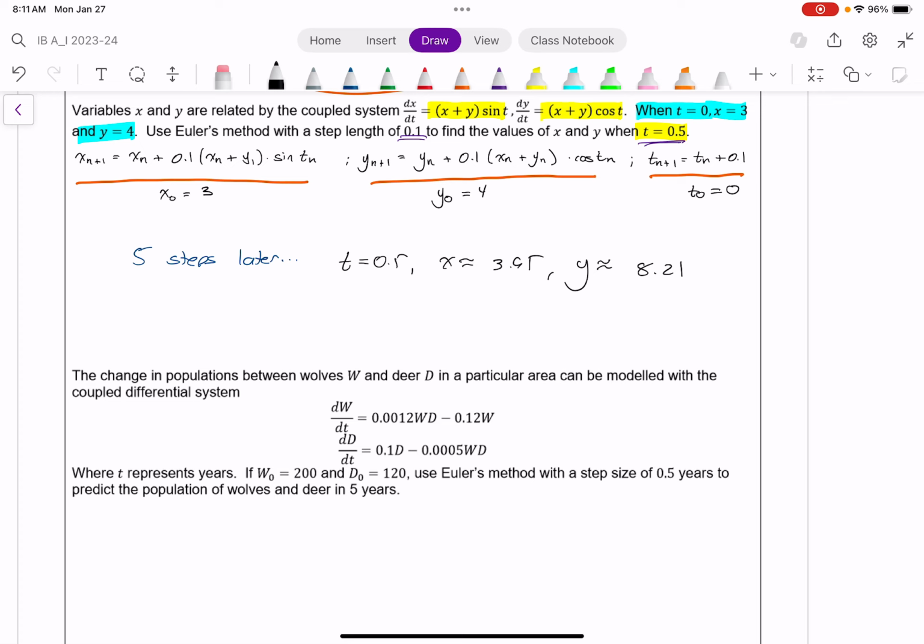And keep in mind again, these are approximations, and the smaller the step size, the more accurate our approximation is. Essentially, it's the limit as our step size approaches 0 that our approximation approaches the exact solution.